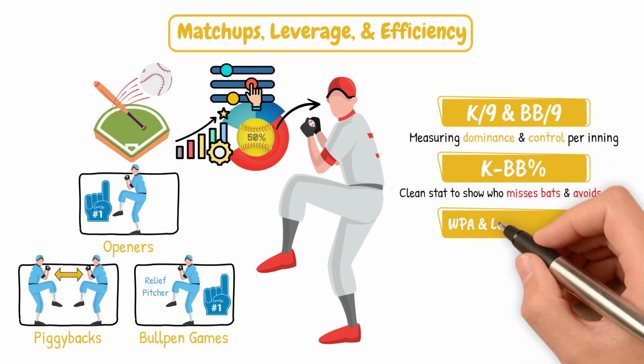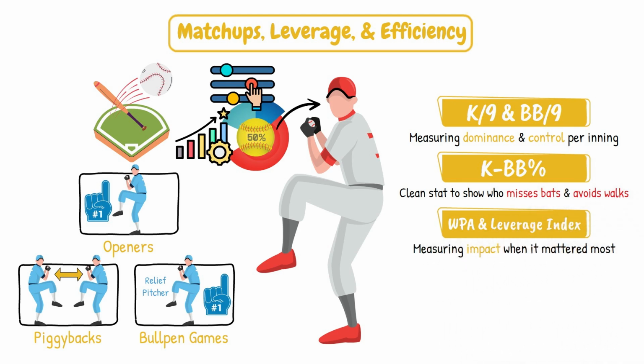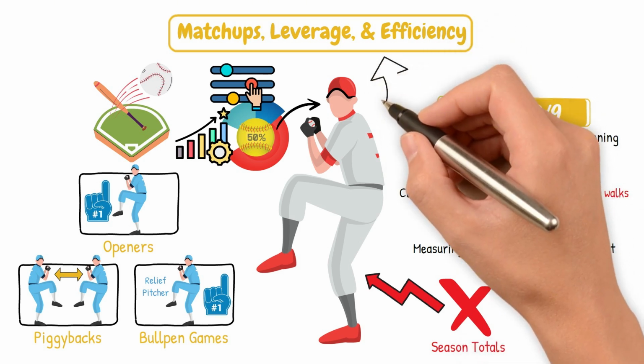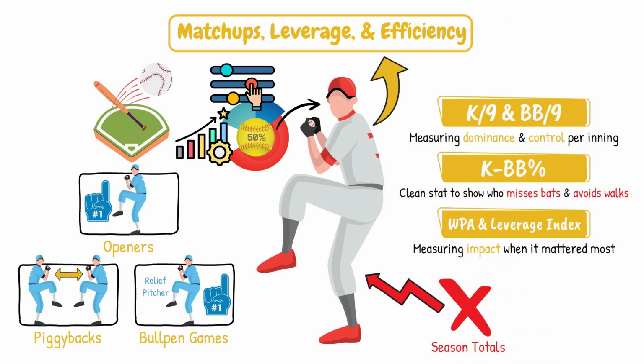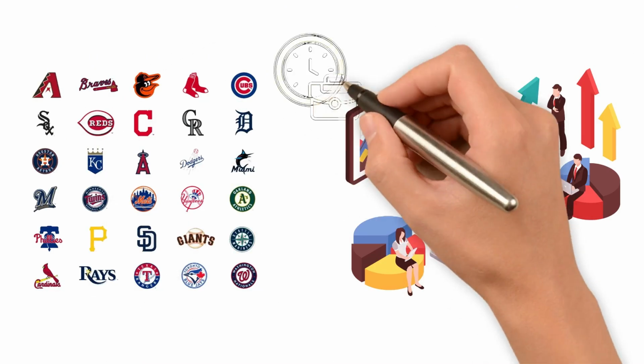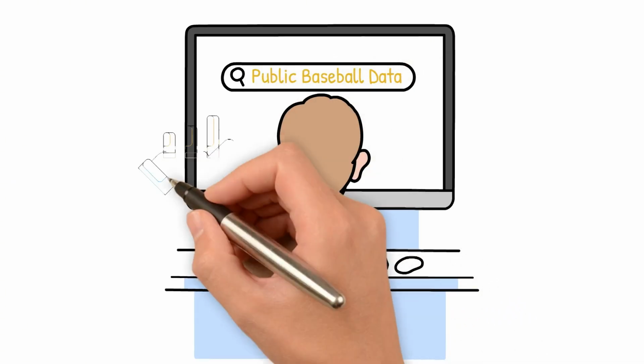And win probability added and leverage index, measuring impact when it mattered most. Pitchers weren't just defined by season totals anymore, they were judged by matchups, situational leverage, and per pitch efficiency. It was starting to become commonplace for teams to have at least a couple of front office analysts working for the club during this time, and the access to public baseball data was continuing to grow.